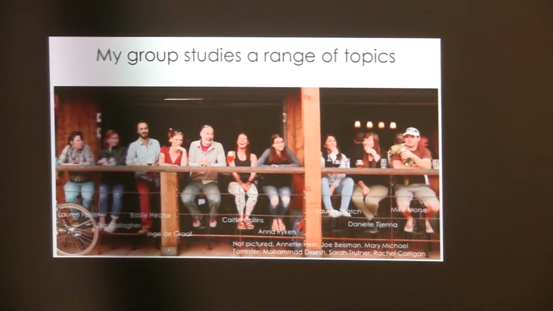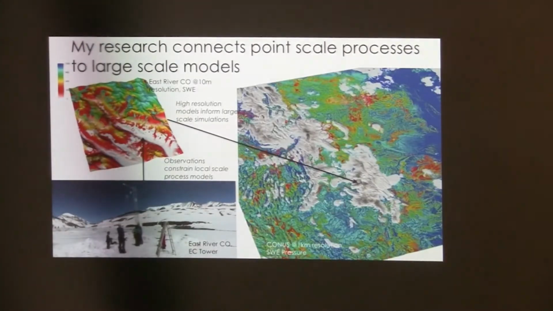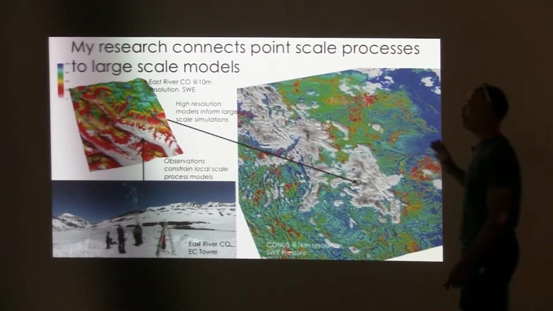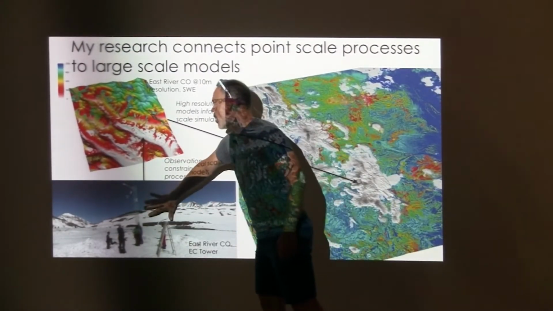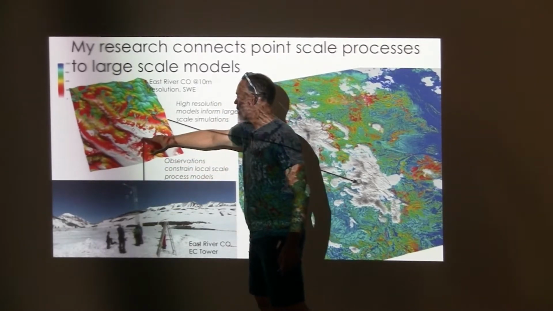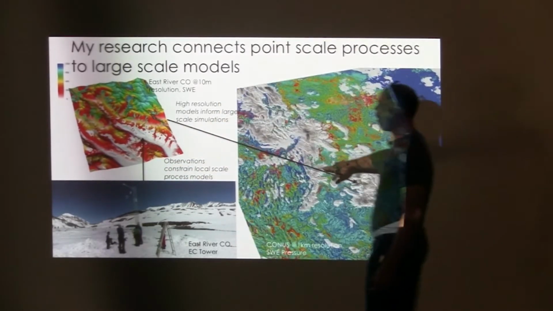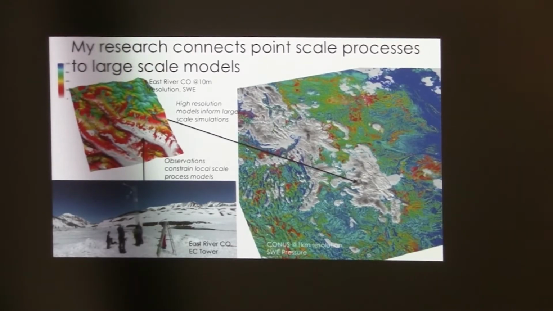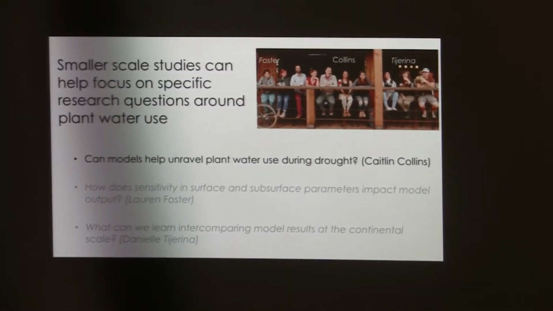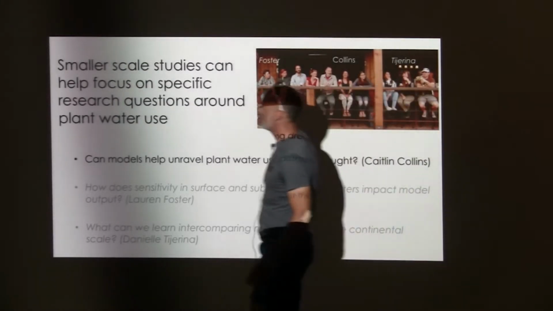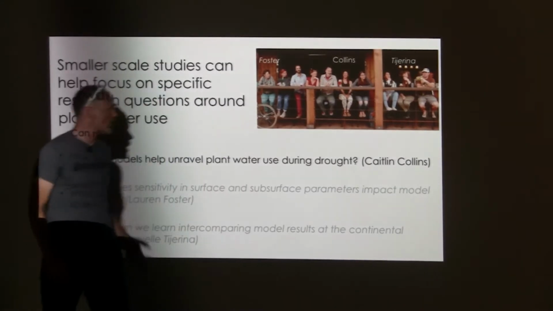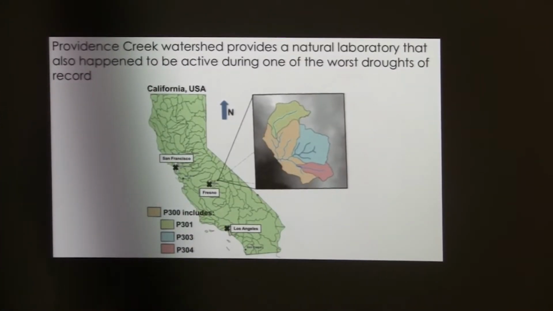So I can't talk about this without talking about my group. My group studies a range of topics. And one of the things that I like to do in my research is go from small scale point observations to fine resolution models all the way out to larger scale, using models to bridge these scales. And I'm going to focus on former master's student Kate Collins, who got really interested in these plant water use questions, and was particularly funded to work in the Southern Sierra CZO.